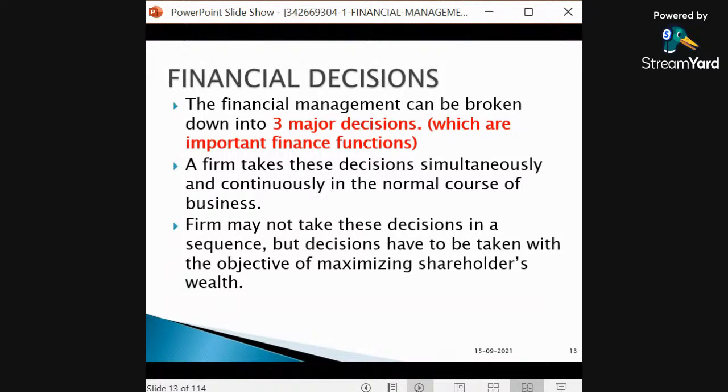So financial decisions. The financial management can be broken down into three major decisions, which are important finance functions. A firm takes these decisions simultaneously and continuously in the normal course of business. The firm may not take these decisions in sequence, but decisions have to be taken with the objective of maximizing shareholders' wealth. Pag sinabing shareholders' wealth, pinapataas mo yung value ng stocks para sa mga shareholders mo. Because as you will learn eventually, shareholders are actually the ones financing the whole company. They may not be the incorporators or the founders of the said company. However, their own money is actually the one that runs the whole operations of the said company or business or enterprise.